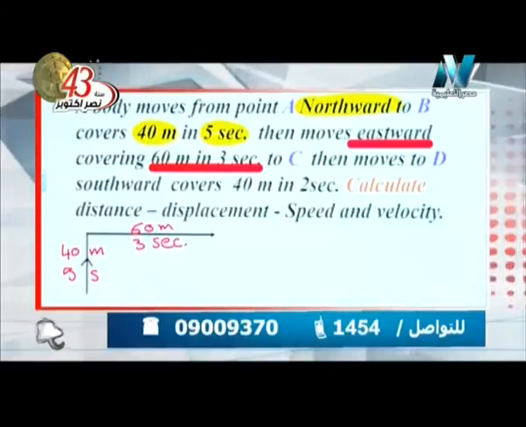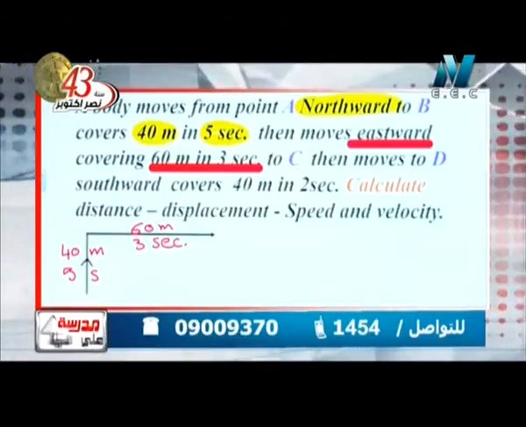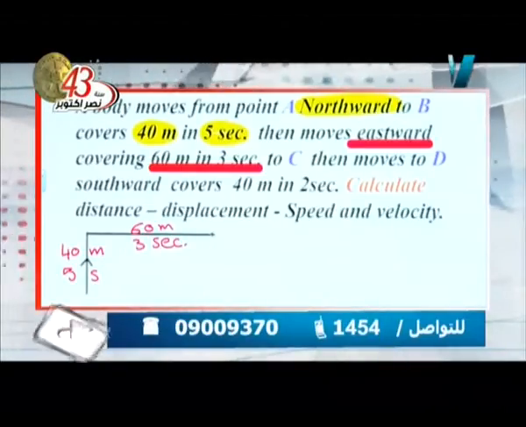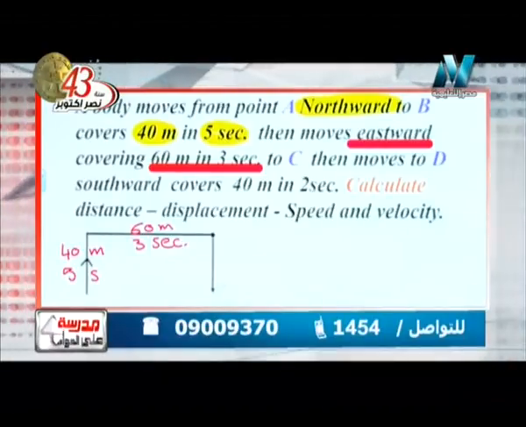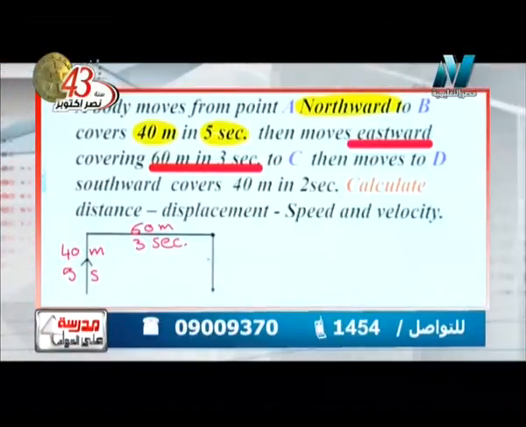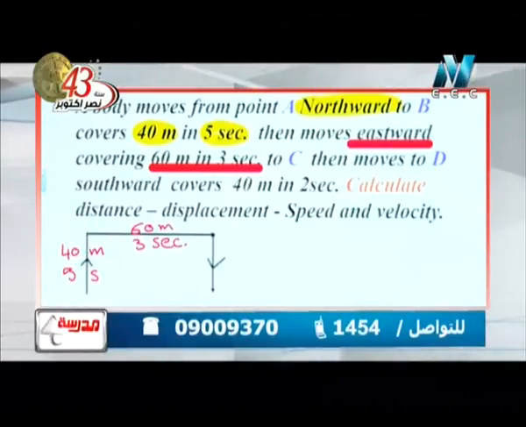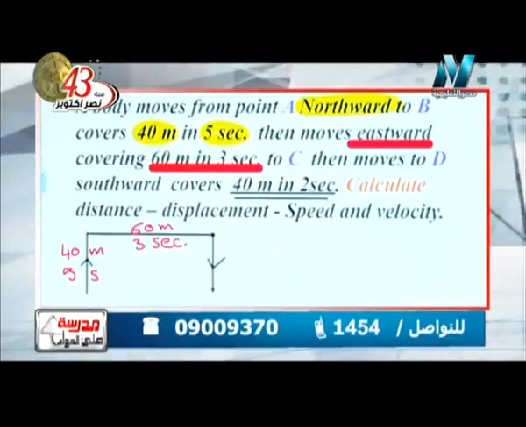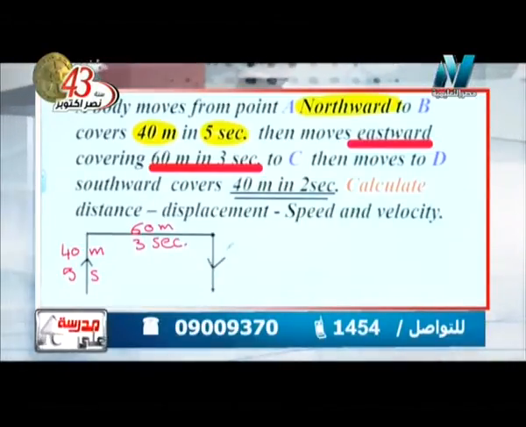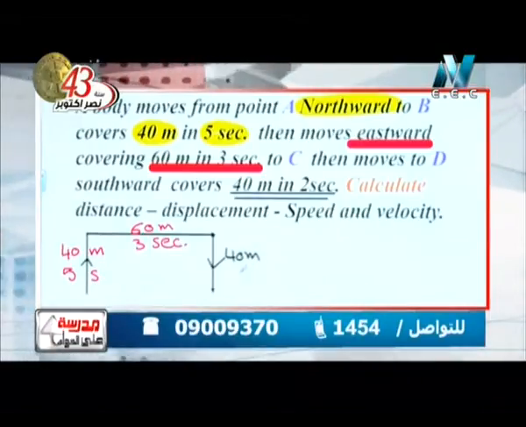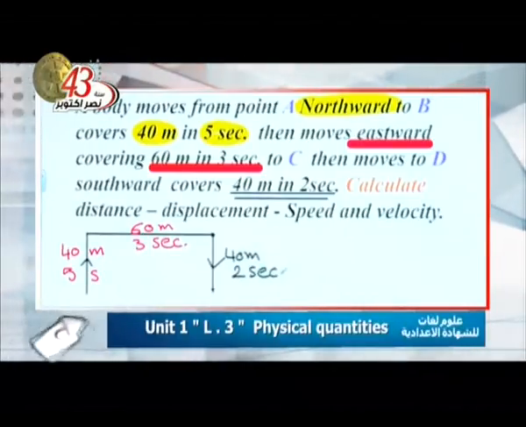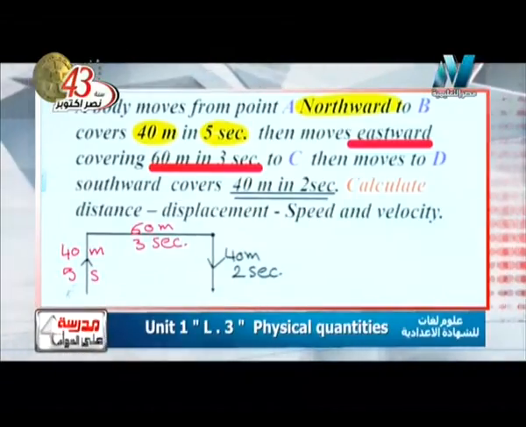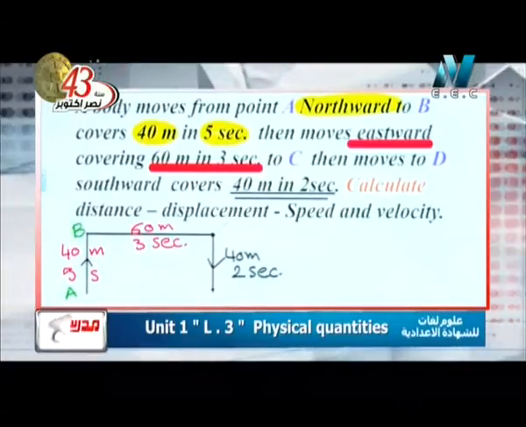Then, as we see in front of us, it moves from C to D southward, so it went down. It covers 40 meters in 2 seconds. We have no problem here. 40 meters in 2 seconds. So this body moves from point A to B to C to D.